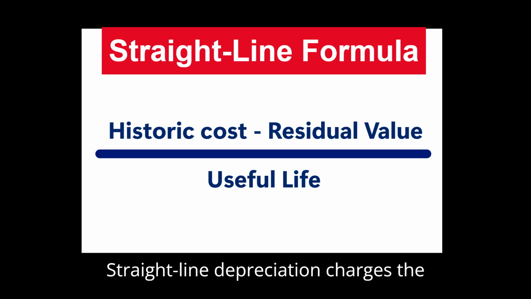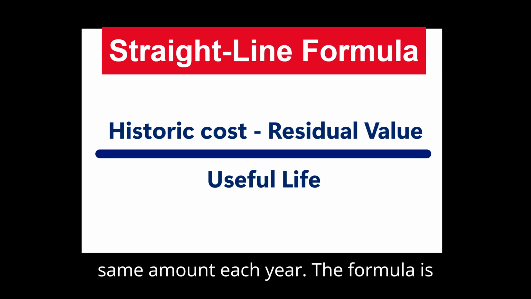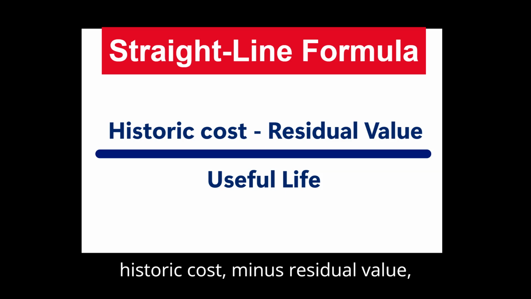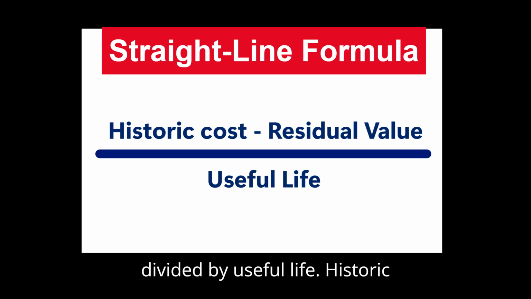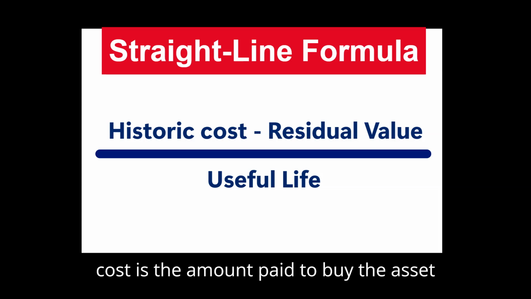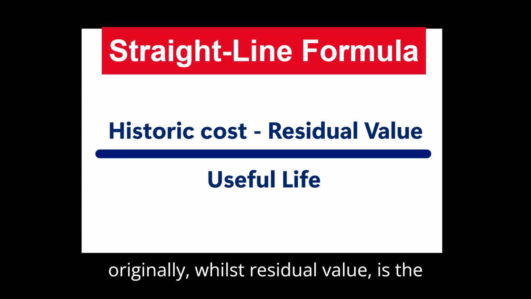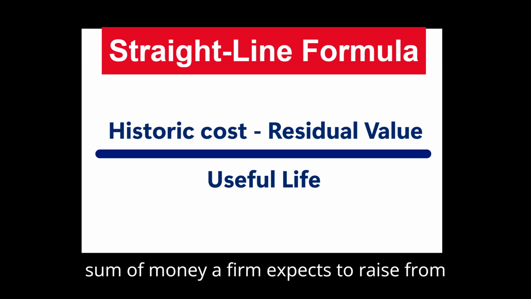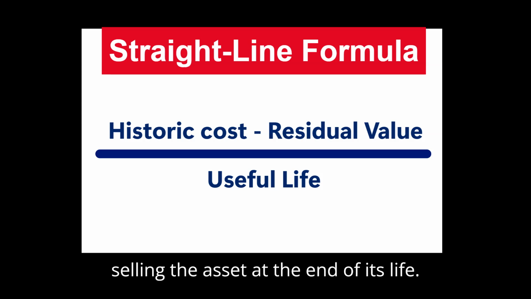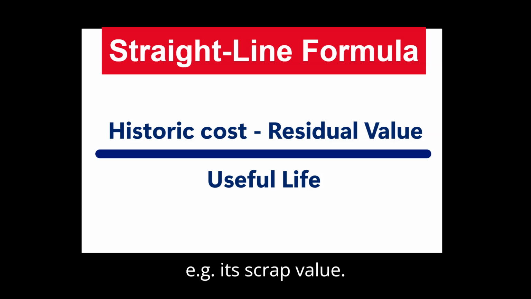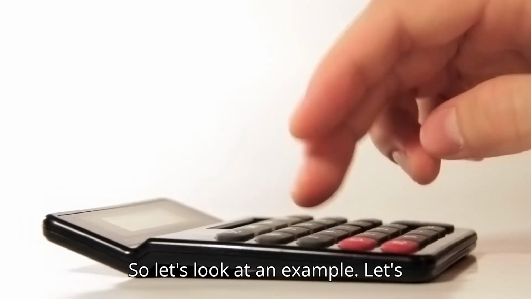Straight-line depreciation charges the same amount each year. The formula is historic cost minus residual value divided by useful life. Historic cost is the amount paid to buy the asset originally, whilst residual value is the sum of money a firm expects to raise from selling the asset at the end of its life, e.g. its scrap value. So let's look at an example.